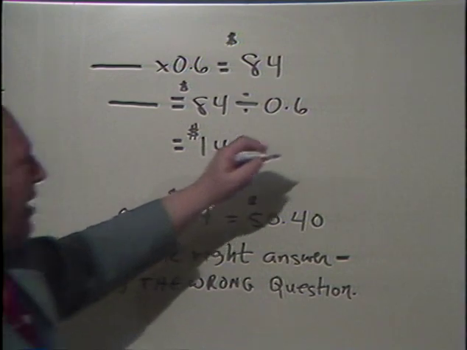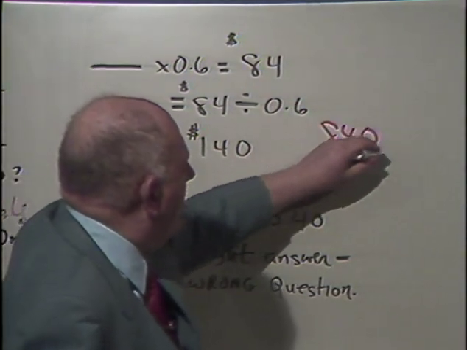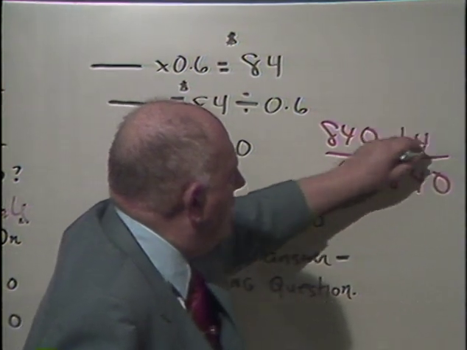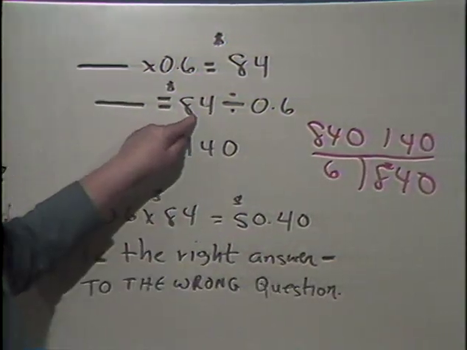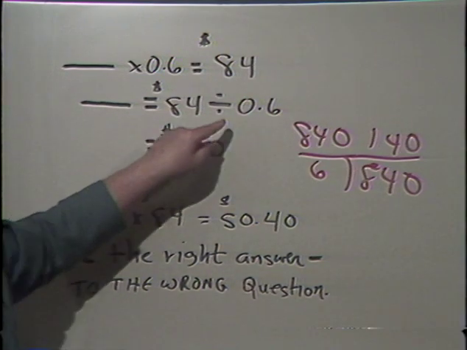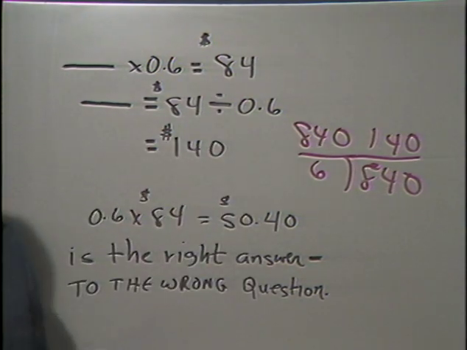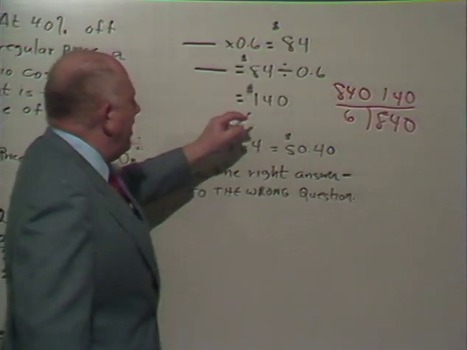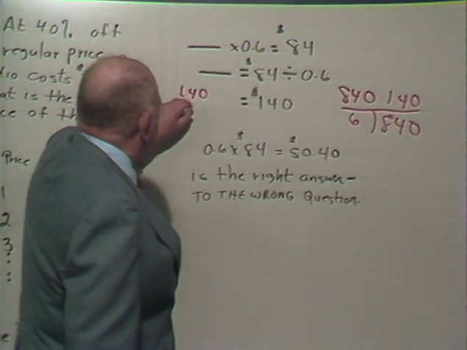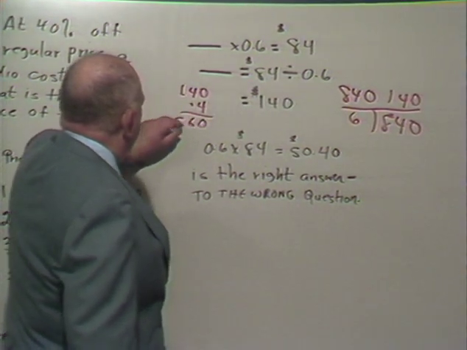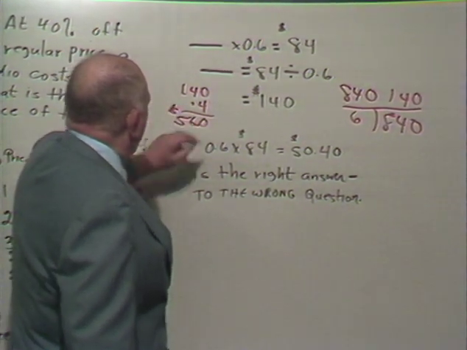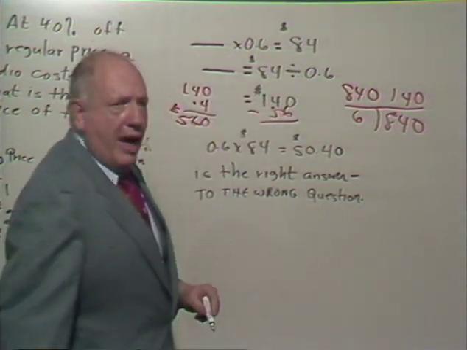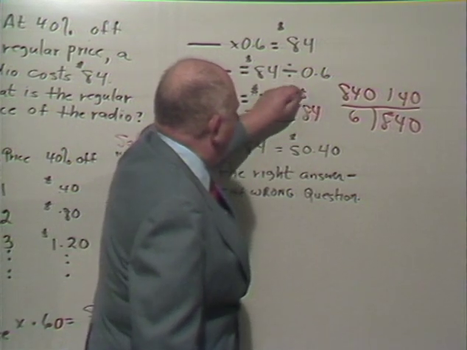I can do that several ways. I can move the decimal point one place in the numerator and denominator. I don't need my calculator for this. But if I had the calculator, all I have to do is what? Enter 84, hit the division sign, enter 0.6, hit the equal sign, there's the answer. And how can I check that this answer is right? At 40% off, that's 0.4. That's $56 off, isn't it? And if I subtract $56 from 140, I get $84.